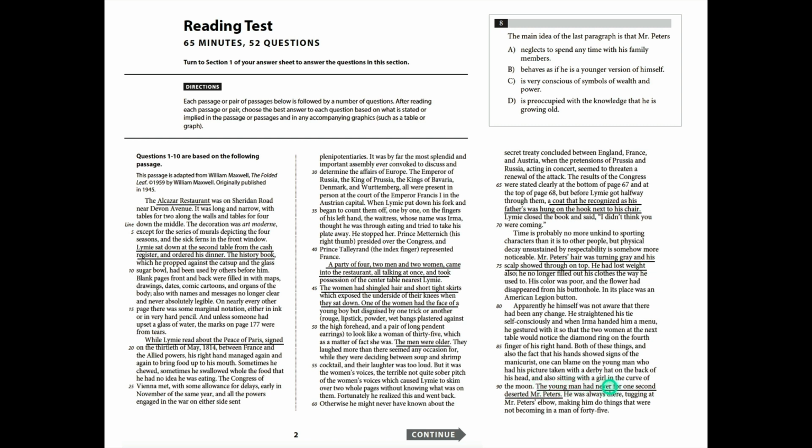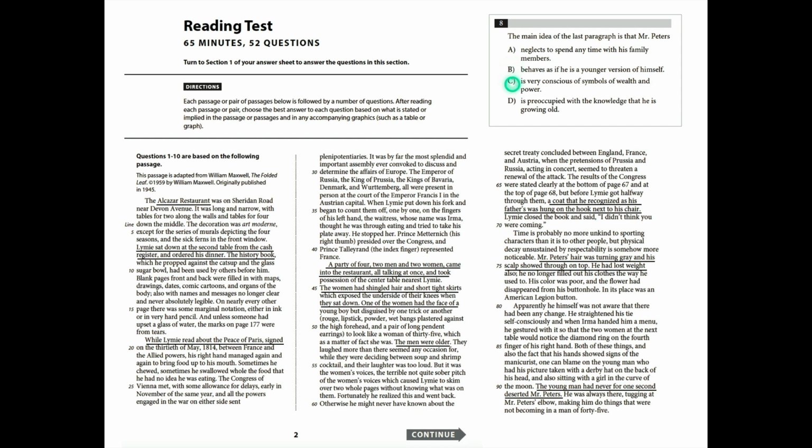The young man had never for 1 second deserted Mr. Peters. In other words, Mr. Peters is acting as if he was younger, although we know he's not. He was always there, tugging at Mr. Peters' elbow, making him do things that were not becoming in a man of 45. So this is the only one that is rephrasing, reflecting, or restating what the last paragraph is all about. Okay? B.